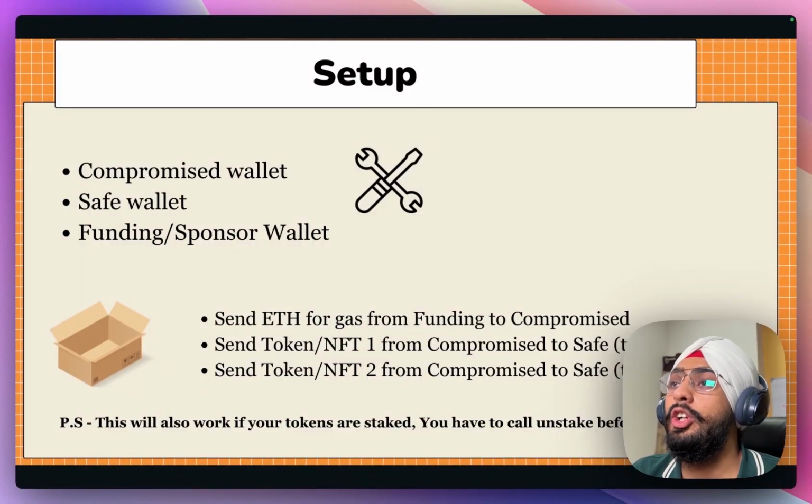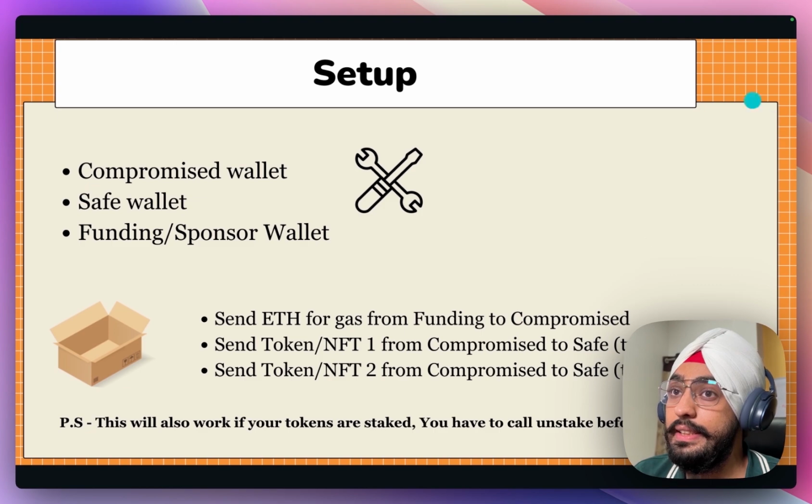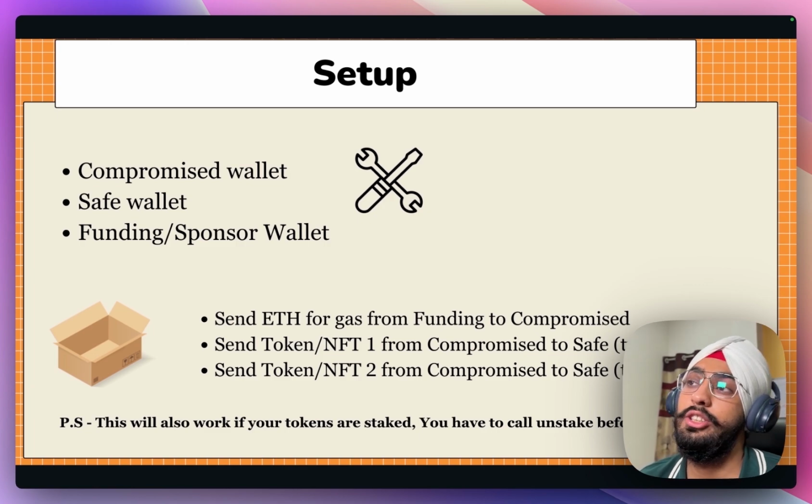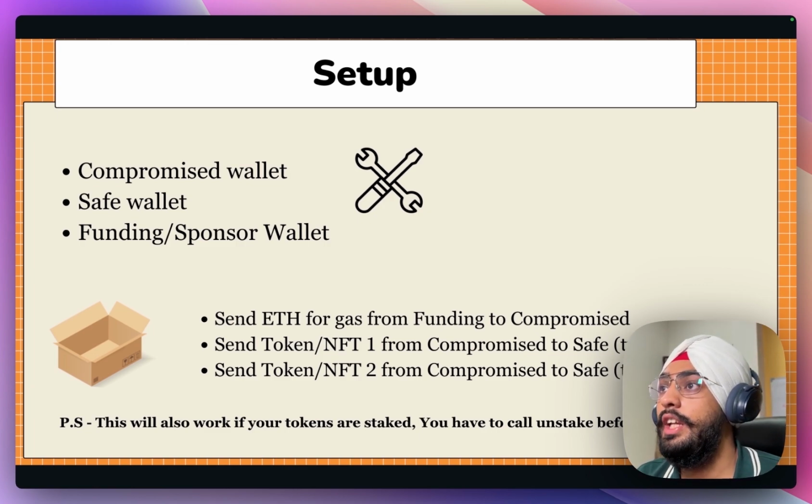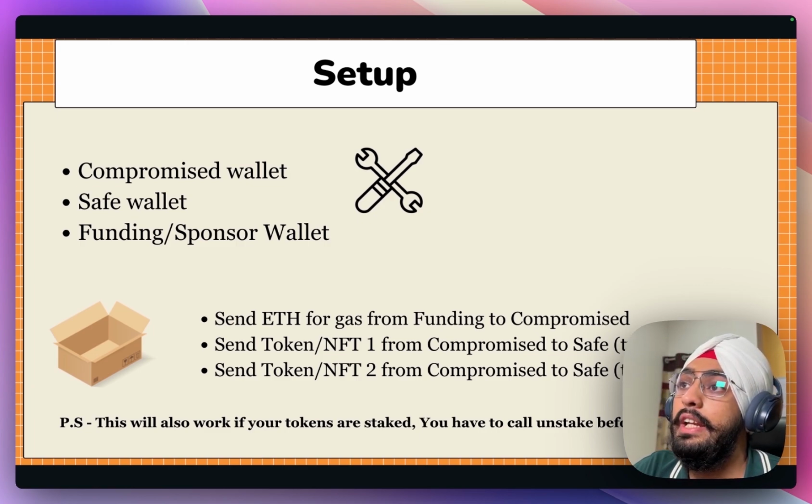Now, let's talk about the setup. In this setup, you will need 3 things. First is the compromised wallet, which is the owner of the NFTs, the wallet that is compromised. The next thing is the safe wallet. I want to transfer my NFTs to this wallet, so this will be the safe wallet.